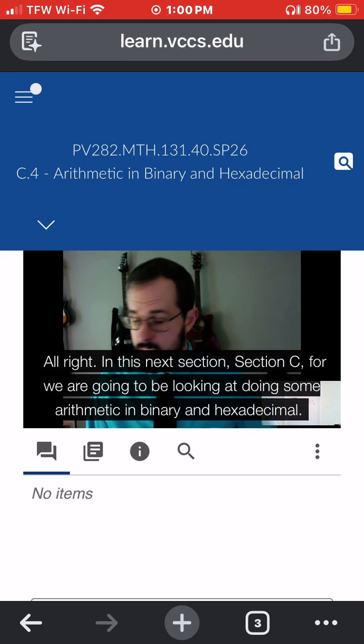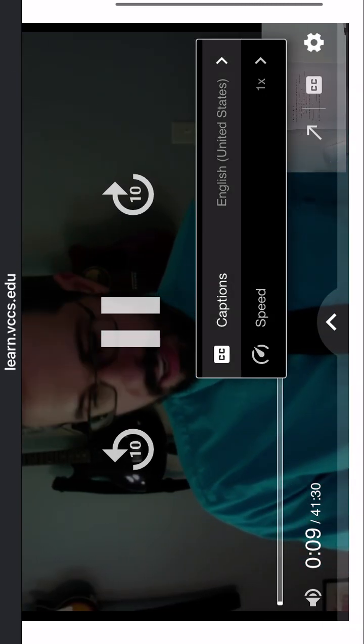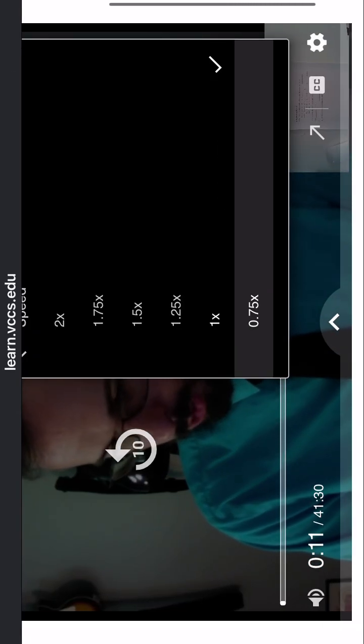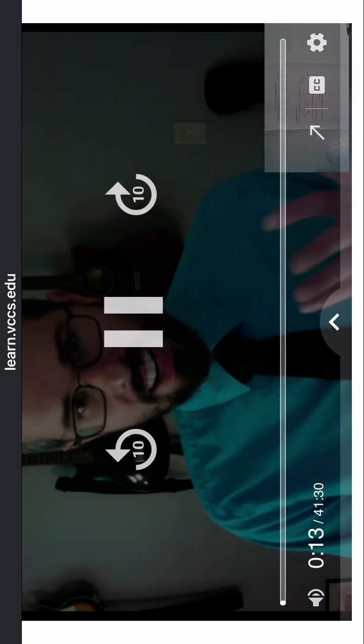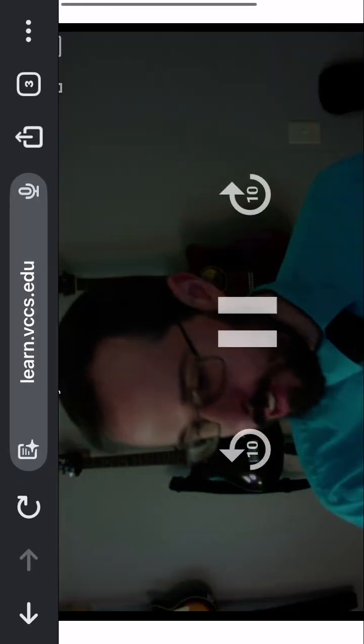All right, in this next section, section C4, we are going to be looking at doing some arithmetic in binary and hexadecimal. So we are so accustomed to dealing with arithmetic with these algorithms that we learned back in like second, third, fourth grade for doing addition, subtraction, multiplication, etc. Now the thing is, computers on a fundamental level, as we mentioned, are dealing in binary, or programmers might be programming these things in terms of hexadecimal, which then gets easily translated into binary.